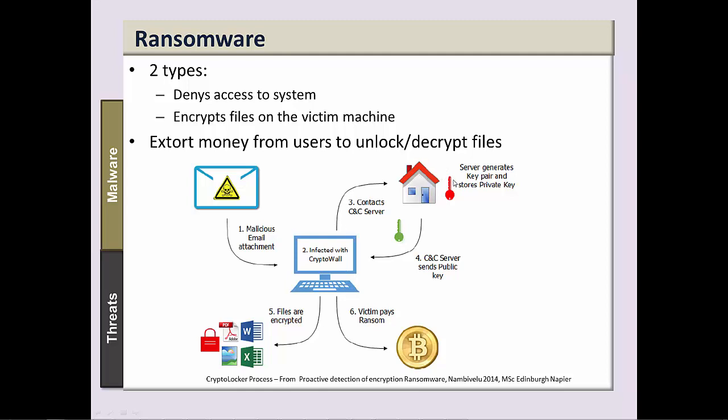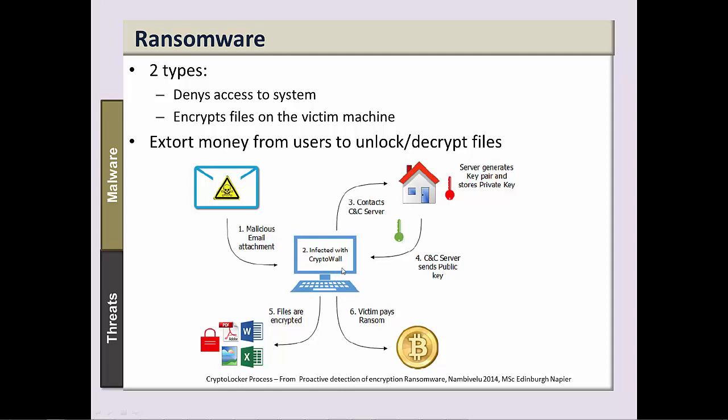The CNC server generates a key pair. One key is sent back, which encrypts the system, and the other key, which can decrypt the system, is kept on the server. So the victim has no chance of decrypting these files unless they pay the ransom.